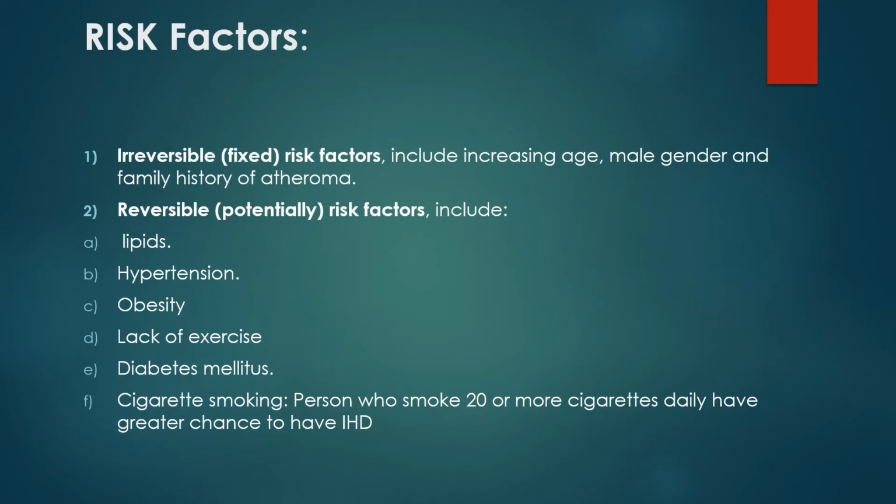The risk factors include irreversible risk factors, which include increased age, male gender, and family history of atheroma. While the reversible risk factors, most important, are lipids, hypertension, obesity, diabetes mellitus, and cigarette smoking, especially in a person who smokes 20 or more cigarettes daily. So this increases the chance of ischemia. About 40% of all patients have silent infarction without pain, especially patients with diabetes, so we need to do an ECG.